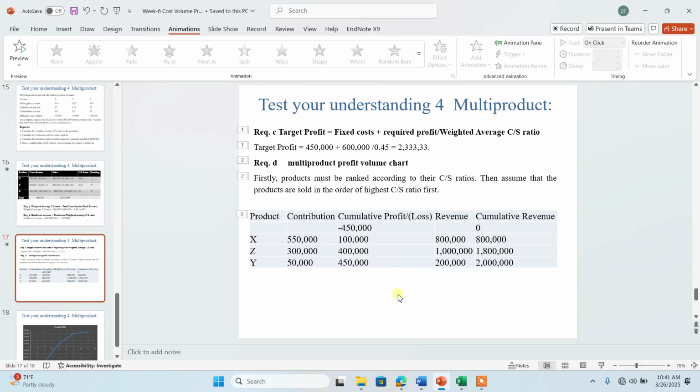Okay. Now for that, my dear, you need to calculate the first. This is a fixed cost. If I sold not a single unit, my cumulative revenue will of course be 0, and I will be in loss, which is 4,50,000.